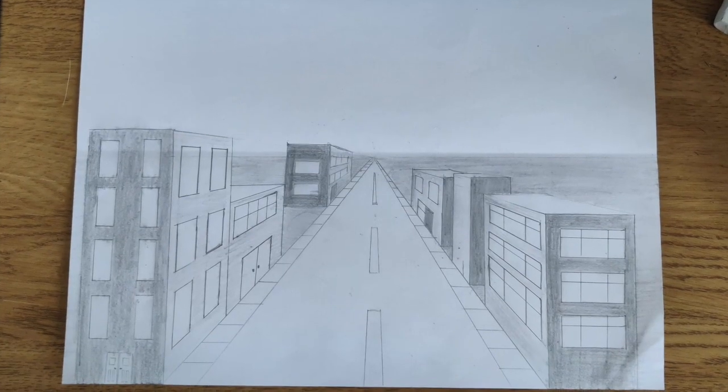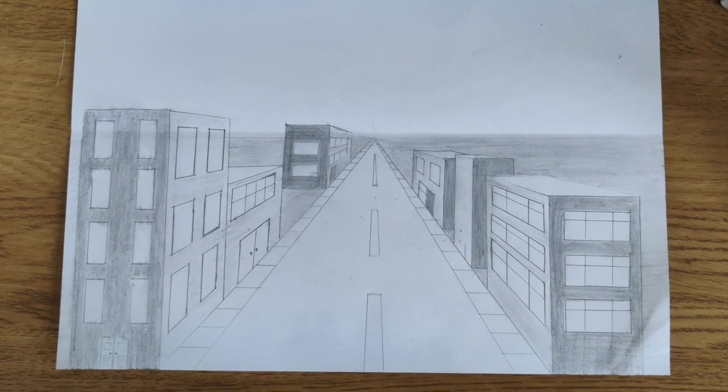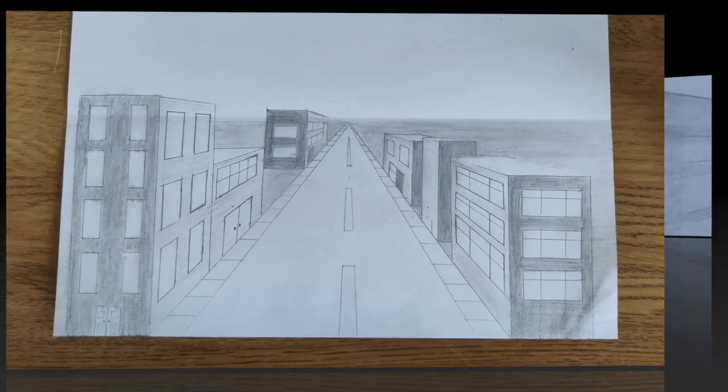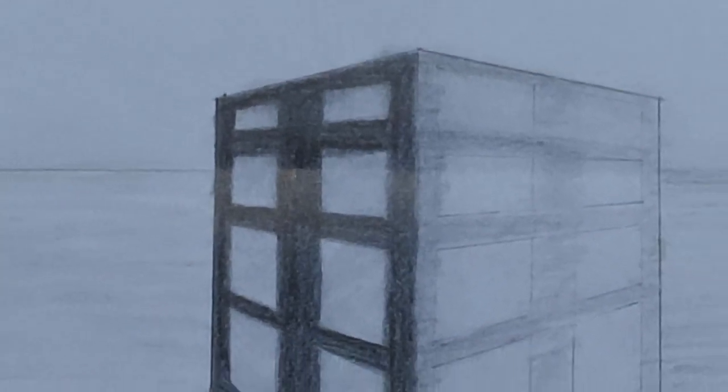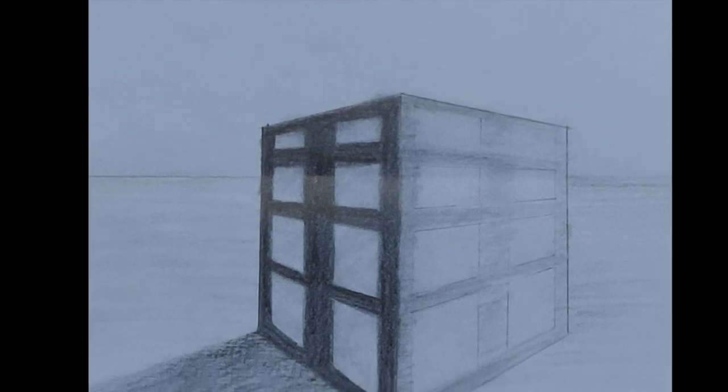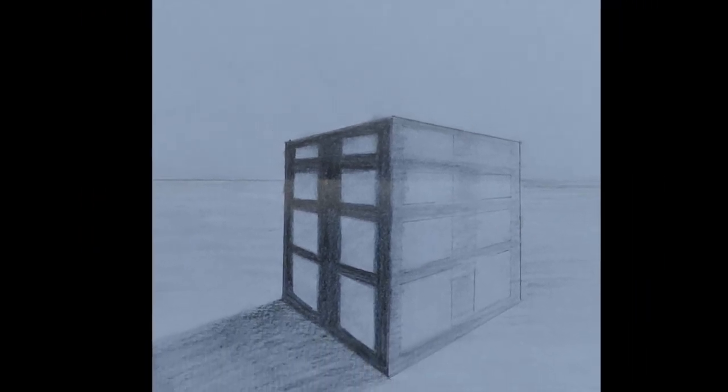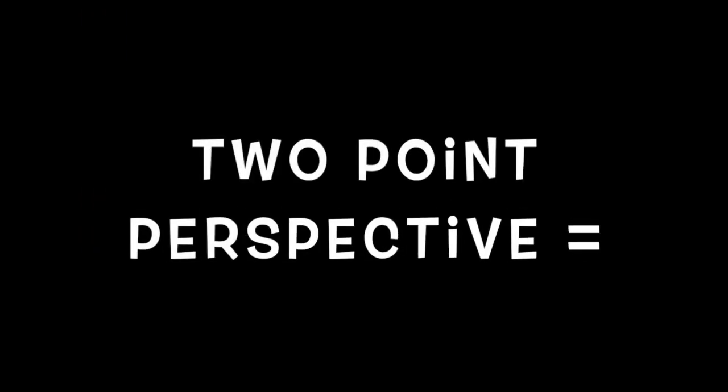In our last video we drew this street scene using 1-point perspective, but today we're doing 2-point perspective, so how many vanishing points will we have? That's right, 2-point perspective equals 2 vanishing points.